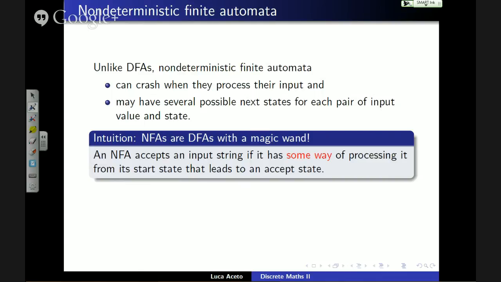You can't. But if you're using an NFA, you have access to an oracle. So every time you read an input symbol A, you have 10 different possible states that you could reach. You don't want to make a mistake, so you ask your oracle, "Oracle, which state should I go to?" And the oracle will say, "Take the leftmost one, please. That's the only one that is going to lead you to success." Because the oracle has the power of magic. Or you have a magic wand, and the magic wand points you in the right direction.